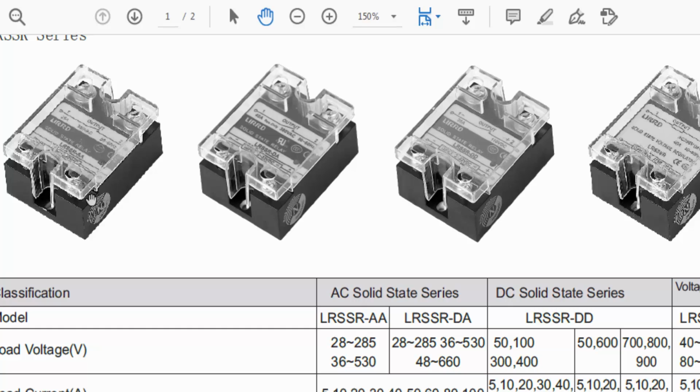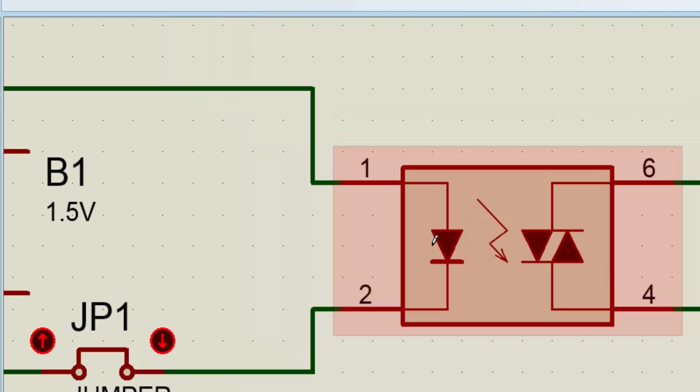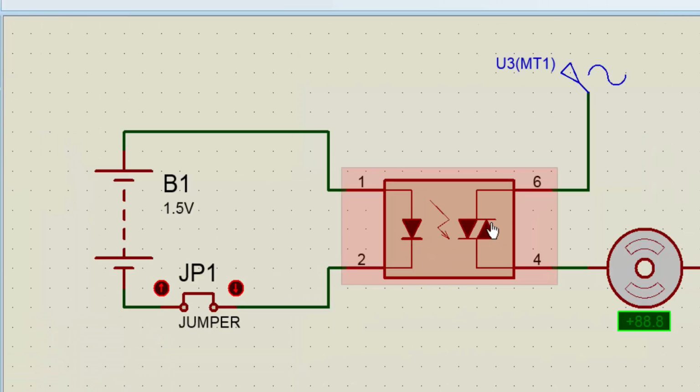In an electromechanical relay, we have a control winding that is used to make the connection between the output terminals. But here we have an electronic circuit, a sensor, and its function is very close to an optocoupler. In an optocoupler we use an LED, and on the output side we have a transistor.